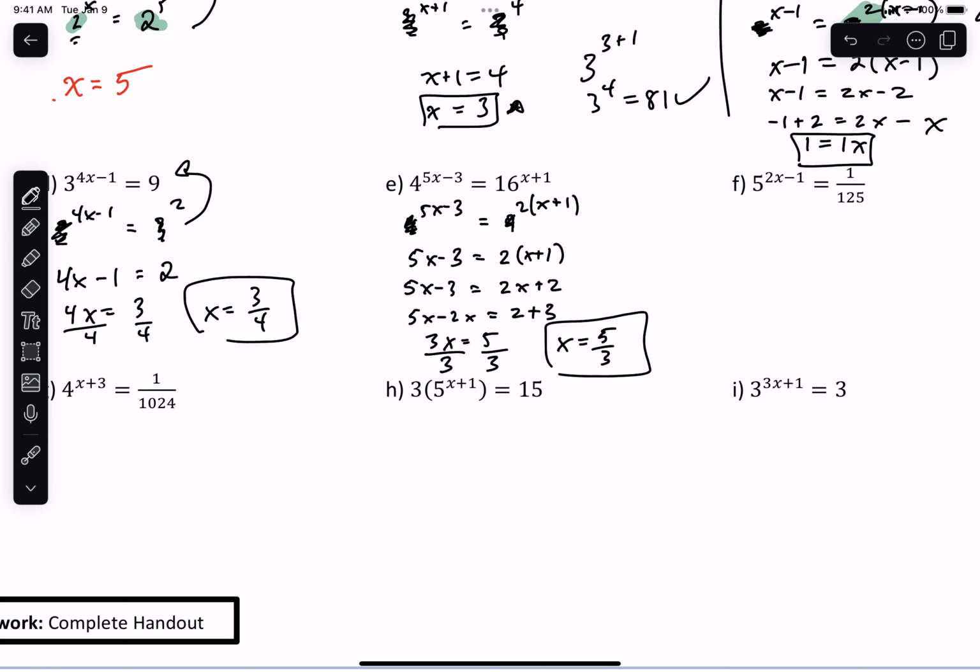Flip the 125. Buddy, that's good. And what do you do when you flip it? It makes the 125 negative. It makes it a whole number. Like negative 125 or what? Because you're being a little bit vague with your language. I'm just trying to push you in the right direction.